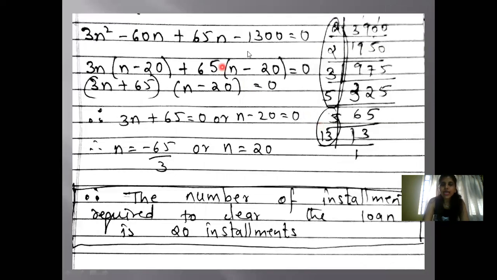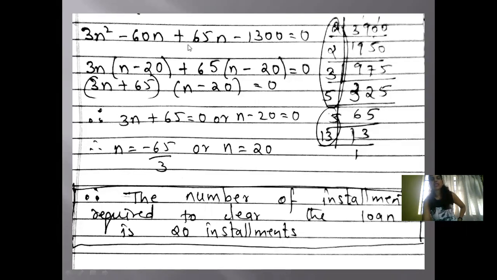Here you can see that we have factorized 3900, because when we multiply 3 with 1300 we get 3900, and when we factorize we get 65 and 60. So that is how we split the term, because by subtracting we should get 5 and the greater number gets the middle term sign. So 3n square minus 60n plus 65n minus 1300 is equal to 0.